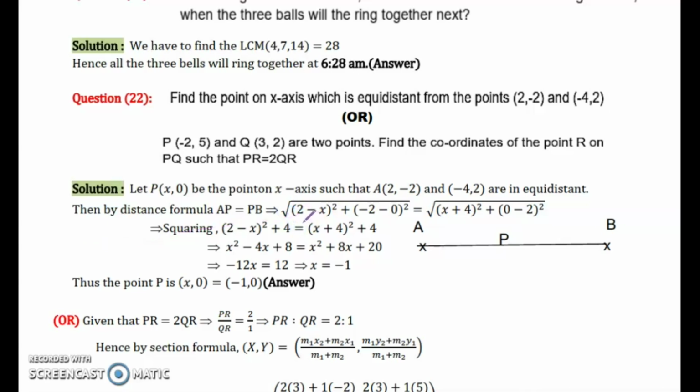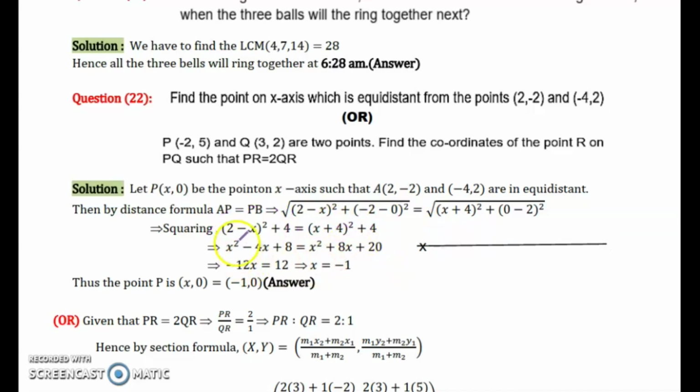If you work out the distance, I think everybody is aware of this: (2 minus x) the whole square plus (-2 minus 0) the whole square equals (x minus (-4)), that is (x plus 4) the whole square plus (0 minus 2) the whole square. If you remove the square root, the 4 and 4 will be removed. Now make the expansion of (2 minus x) the whole square, that is x square minus 4x plus 8. Therefore the expansion of the other term is x square plus 8x plus 20.